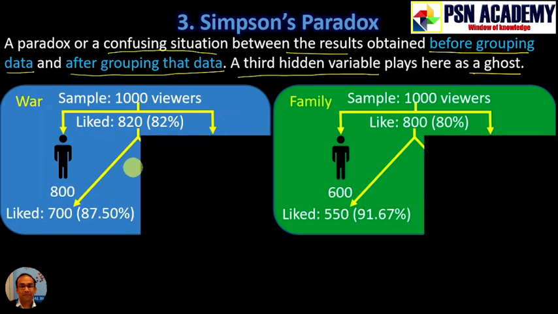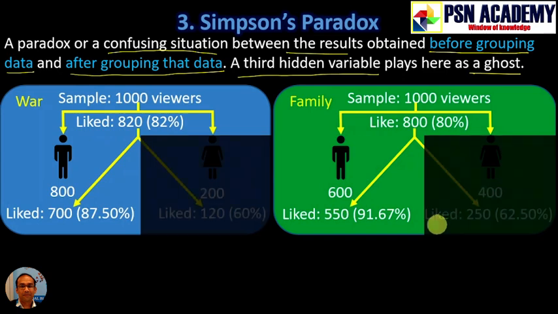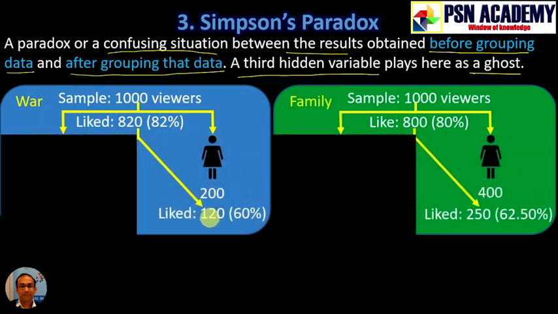Now you look at the men's data. The overall data says that 82% is for war movies and 80% for family movies. But here, in case of men only, you see that 87.5% for war, but 91.67% for family. That means in case of men, if you talk to men individually, you will see that these men are liking family movies more than war movies. And in case of women, you say that 60% liked war movies and 62.5% liked family movies. So here also, women percentage for family movies is higher.